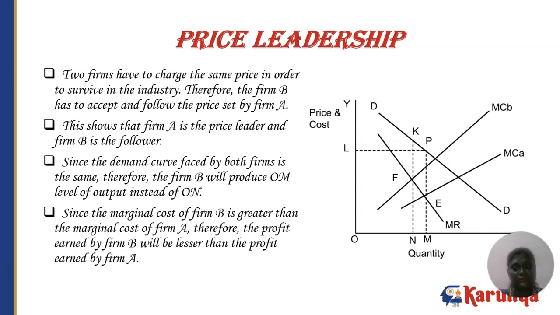From the diagram itself, you can see that since the demand curve faced by both firms is the same, firm B will start producing OM level of output instead of ON, because it has to follow firm A, whose price is at the equilibrium E. Since the marginal cost of firm B is greater than the marginal cost of firm A, the profit earned by firm B will be lesser than the profit earned by firm A. That is because the marginal cost of B is greater than the marginal cost of A.